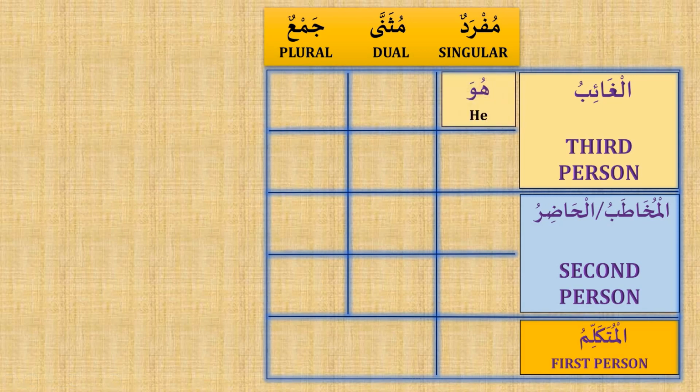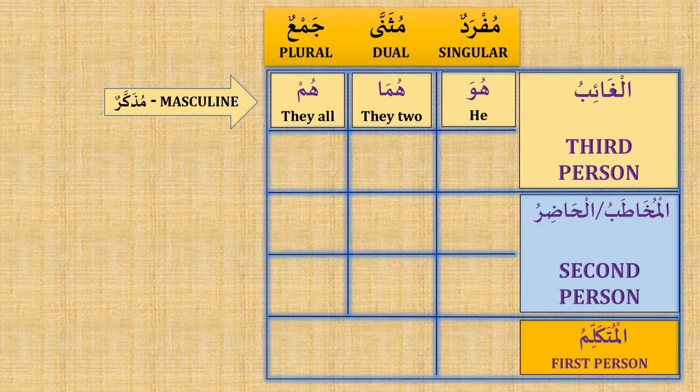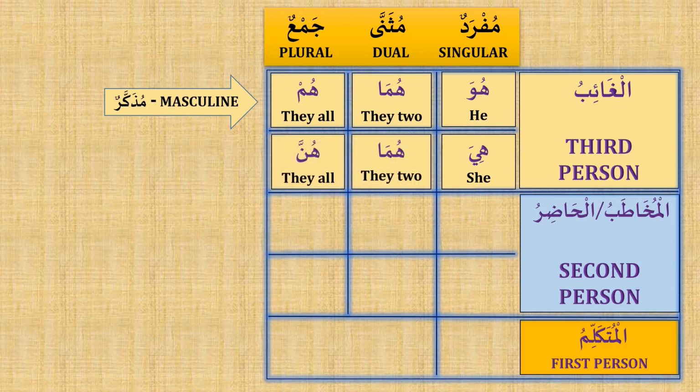Huwa, he, huma, they two, hum, they all, and these are all مذكر or masculine. هي, she, huma, they two, hunna, they all, and these are مؤنث, feminine. These two rows are third person.